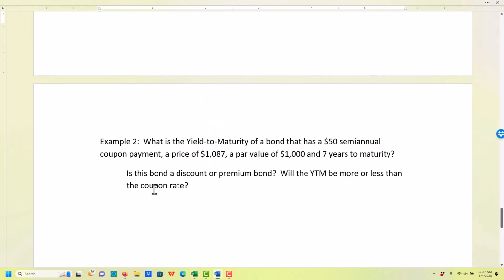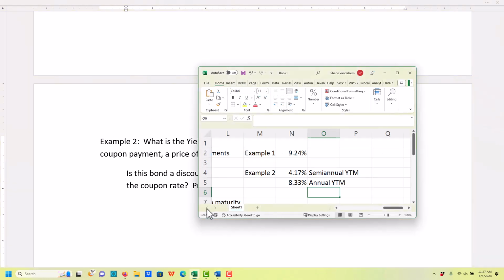So is this bond a discount or a premium bond? This is a premium bond. The yield to maturity will be less than the coupon rate. And our yield to maturity was less than the coupon rate at 8.33%.